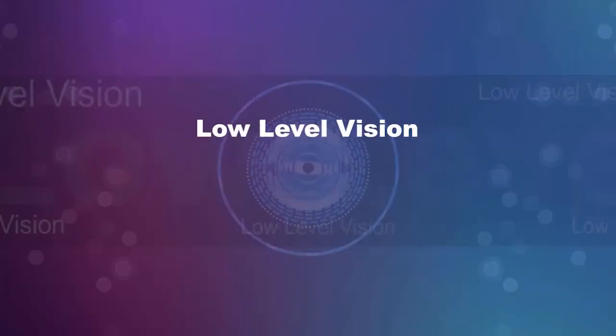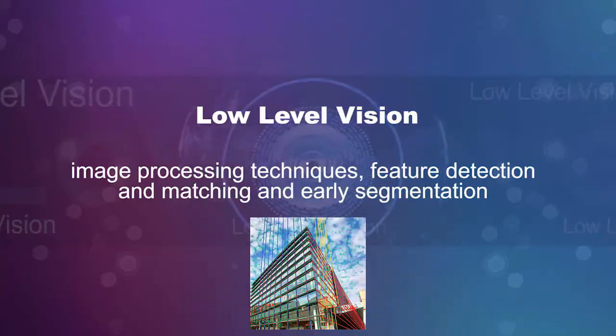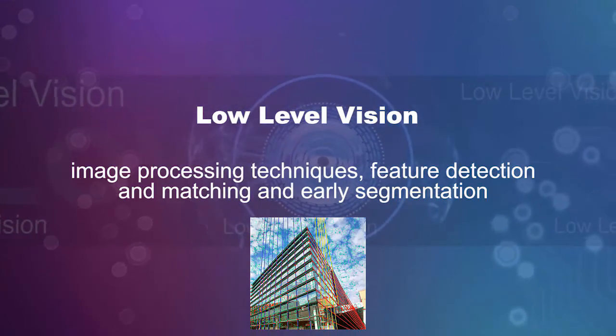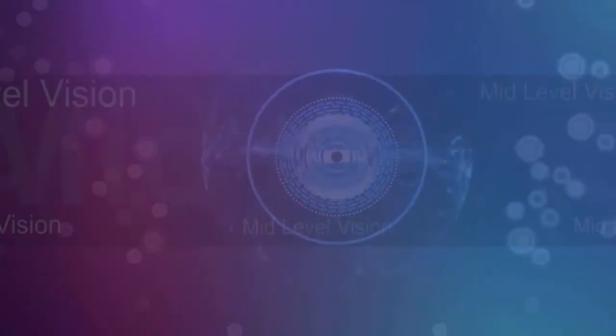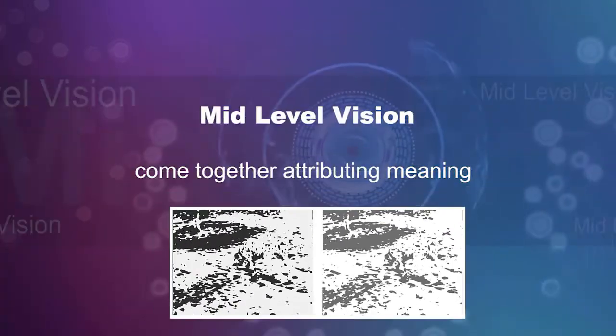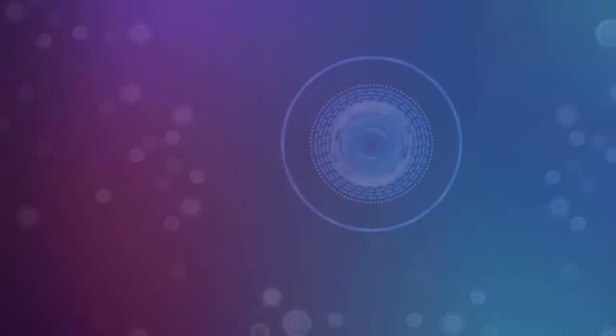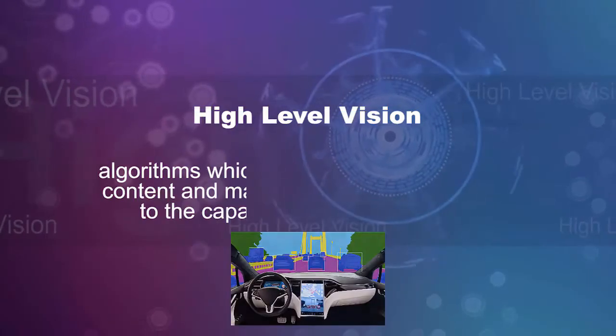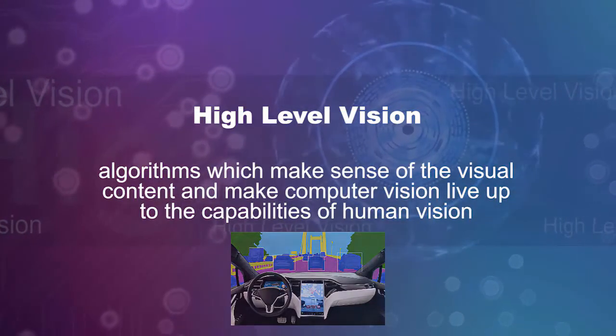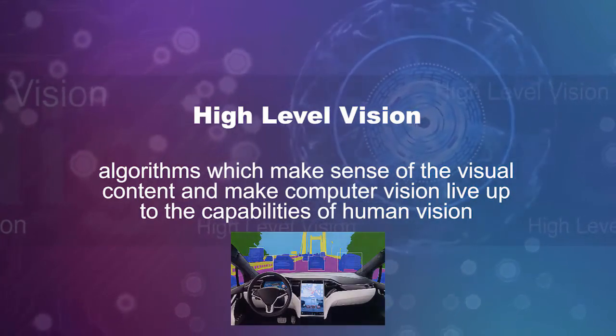Computer vision concepts can be broadly categorized as low, mid, and high-level vision techniques. Low-level vision constitutes image processing techniques, feature detection and matching, and early segmentation. Mid-level vision is where things start to come together, attributing meaning. High-level vision tasks are the algorithms which make sense of the visual content and make computer vision live up to the capabilities of human vision. We shall go over these concepts in much more detail over the next few lectures. But let me briefly introduce these concepts to you.